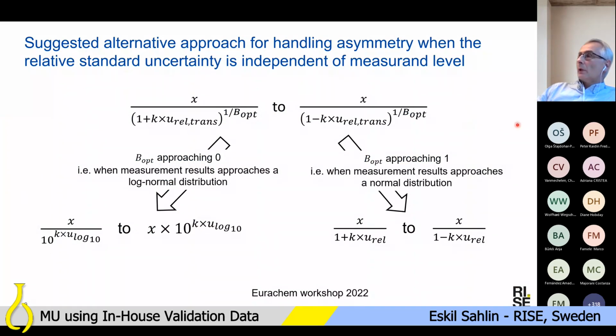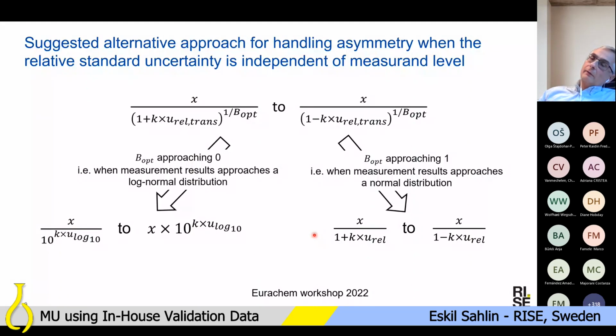Where if we have normal distributed data, a proper value B will then be 1. And then this expression will transfer to what we have in the right corner here. So again, this is an expression taking into account that when the relative uncertainty is independent of the concentration, the absolute uncertainty will depend on the concentration. And this is taken into account with this expression here.